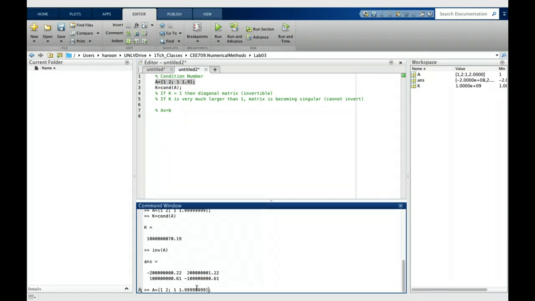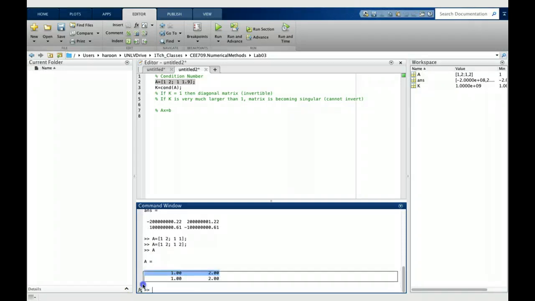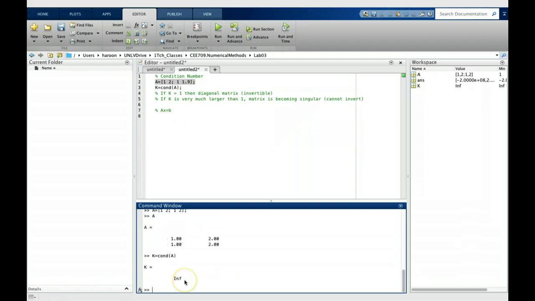And just to see what happens if you have 1 2 and 1 2, oops. What potentially this means is that you have two exactly same equations that you're trying to solve simultaneously. So what is the condition number for this case? Let's see. It's infinite.